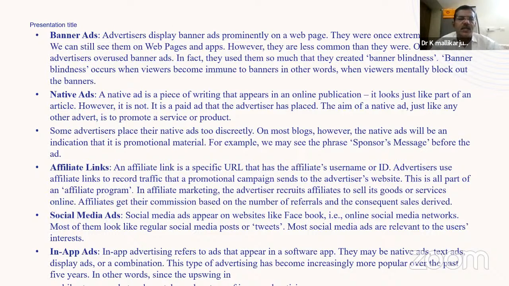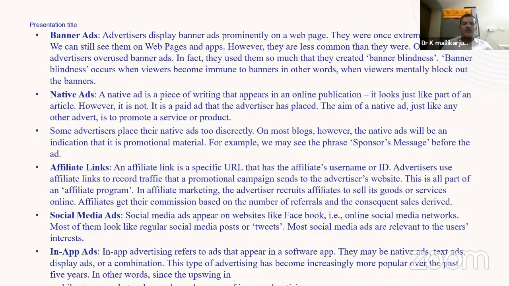So native ads. A native ad is a piece of writing that appears in online publications. It's just like a part of an article. However, it is a paid ad that the advertiser has placed. So the aim of a native ad, just like any other advert, is to promote a series of products, sponsors or messages. So that kind of blog is what it is.